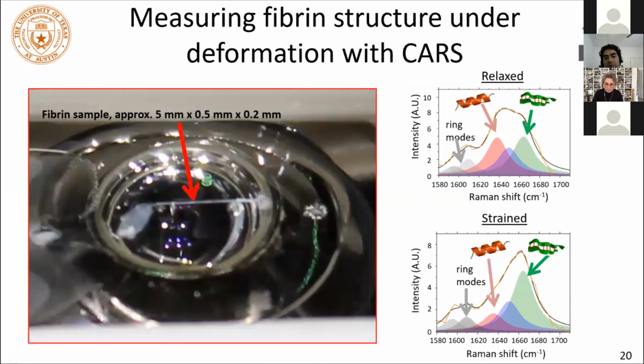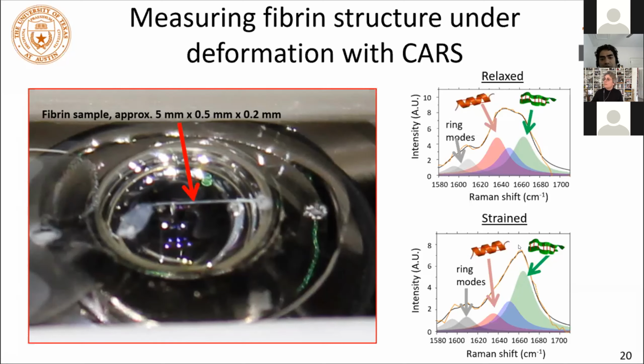And so we did an experiment where we took a fibrin sample, stuck it on a CARS microscope, and pulled on it. When it's relaxed, the peak is located around 1635 to 1640. If you pull on it to about 100%, the peak moves to about 1665 or 1670. So you have about a 20 to 25 wave number shift to the right, to higher wave numbers, when you pull on this fibrin gel. And it's still fibrin, the same material, but now it's structured differently, from an alpha helix to a beta sheet, okay?